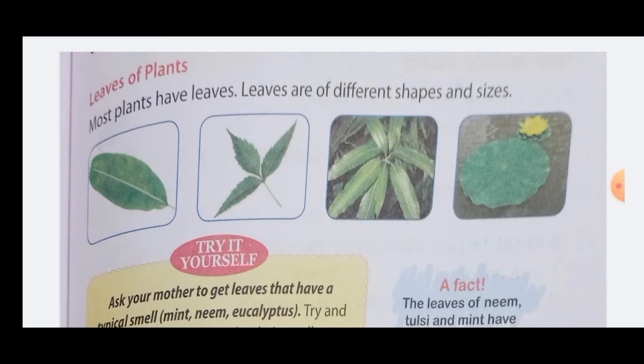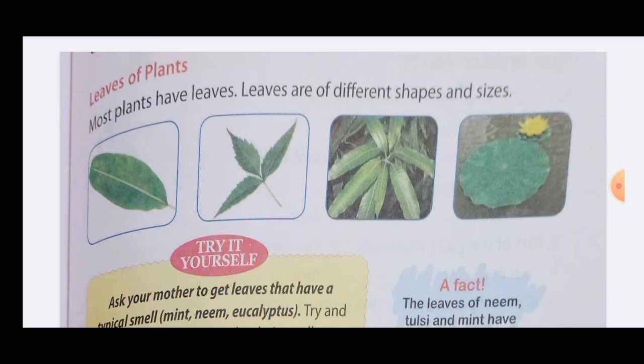Let's start. Leaves of plants. Leaves are the parts of a plant or tree that are flat, thin and usually green. A leaf is part of a plant that's usually green and attached to it by a stem or stalk.